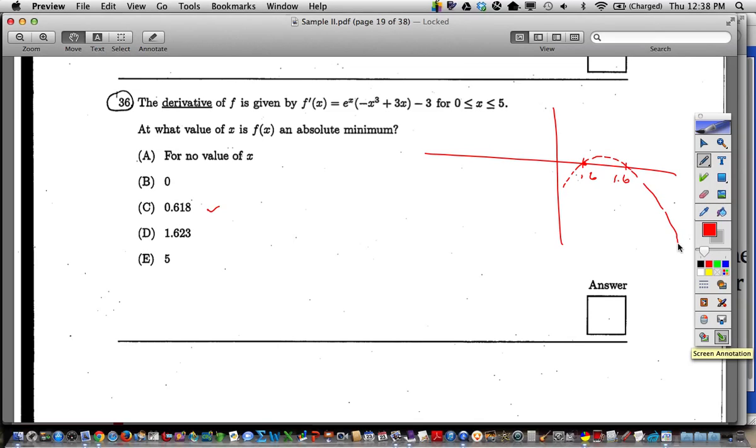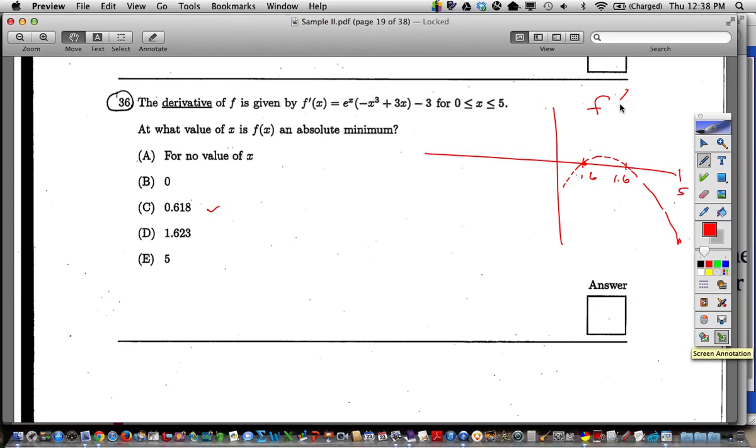And then it stays negative the whole rest of the time. I think that's what it does. So what we have is a local minimum, then a local maximum, and then it goes down. Well, think about what this means. Remember, this is f prime. So this means the f graph's going down for a little while, going up for a little while, and then going down for a long, long time. So where's the minimum?